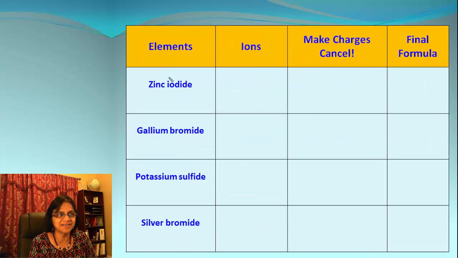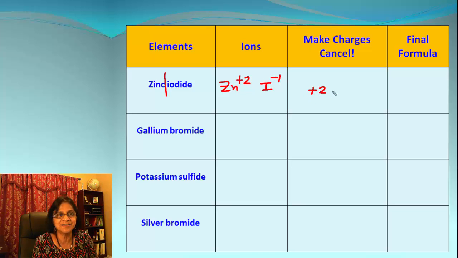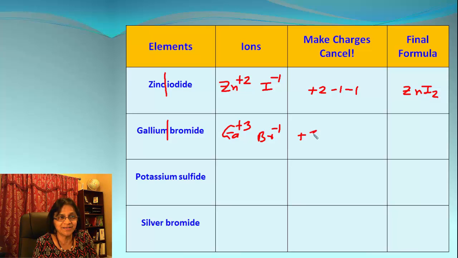Alright, let's do more practice. Here is zinc iodide. Zinc is Zn, positive 2. You better remember the charge. Iodide is group 17, so it will be negative 1. How does the balancing go? It is 2 negative 1 charges with 1 positive 2. So that's the formula ZnI2. How about gallium bromide? Gallium is positive 3. Bromide is negative 1. So it will be 1 positive 3 and 3 negative 1. That gives you GaBr3.